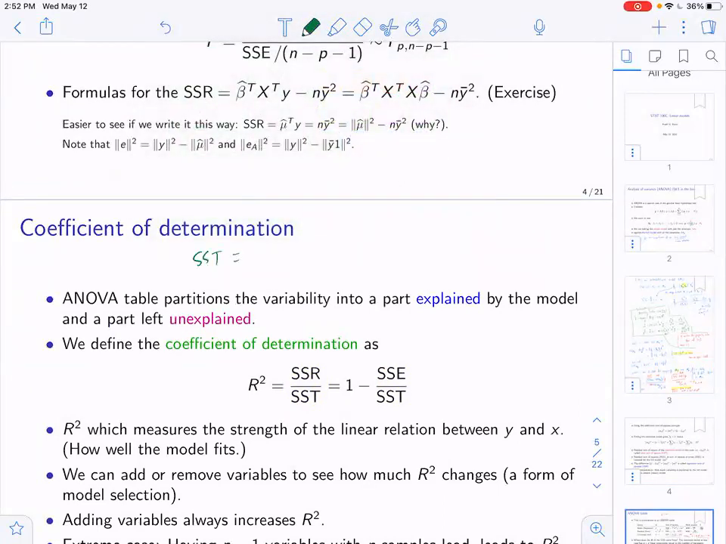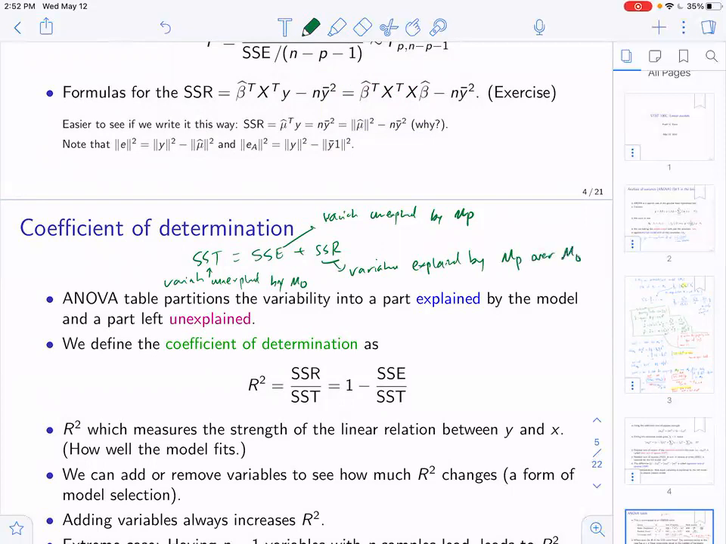And as I mentioned, you can always think of this as variation unexplained. Variation unexplained by M naught. This was SSE of M naught, and this is variation unexplained by the full model MP, the regression model. And the difference is variation explained by MP over M naught.